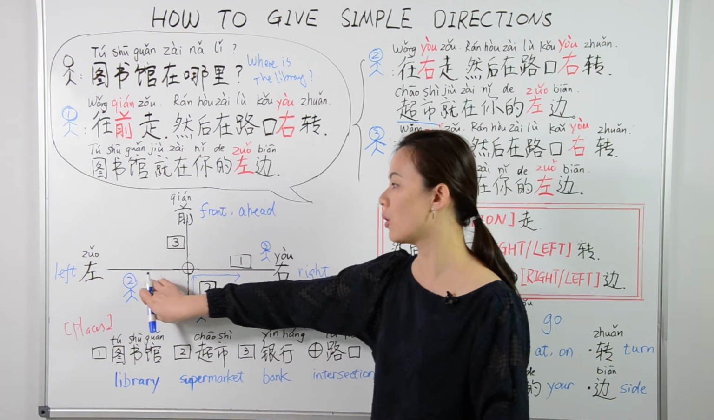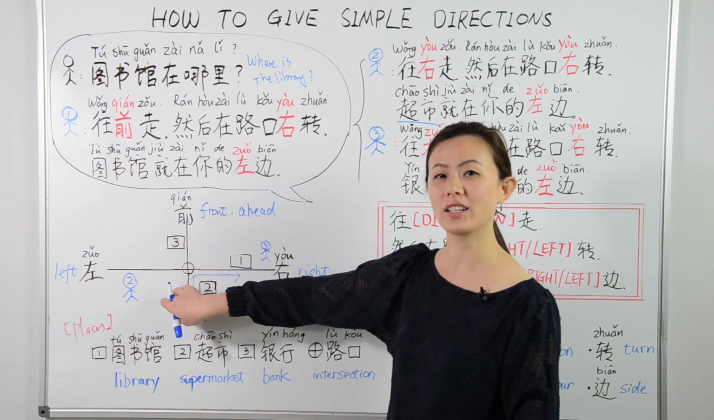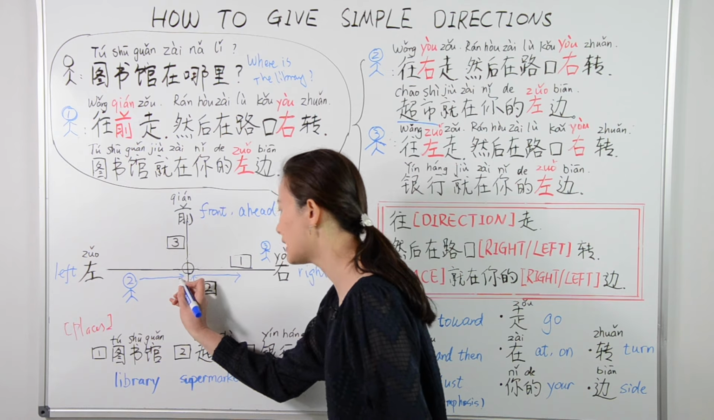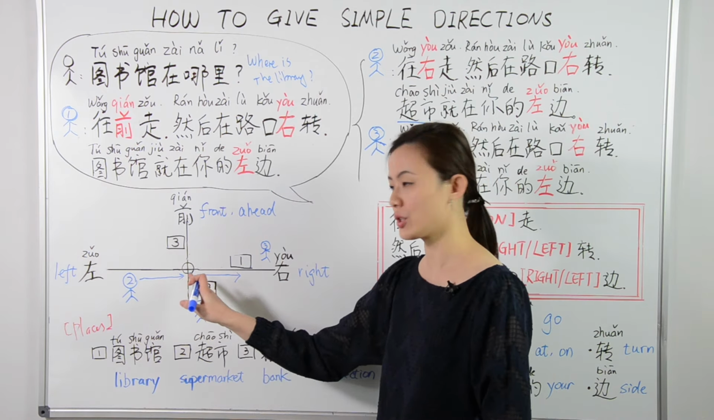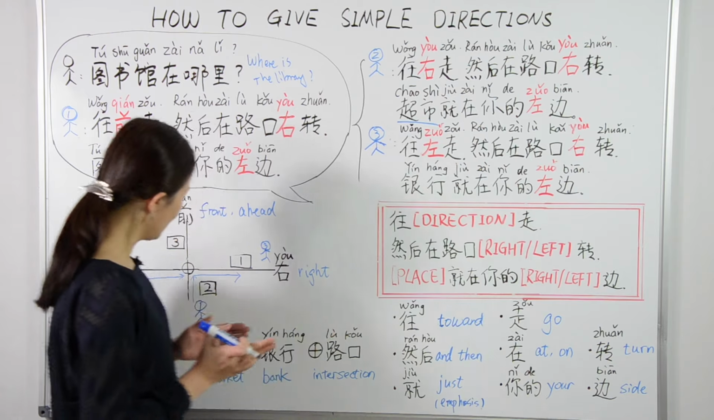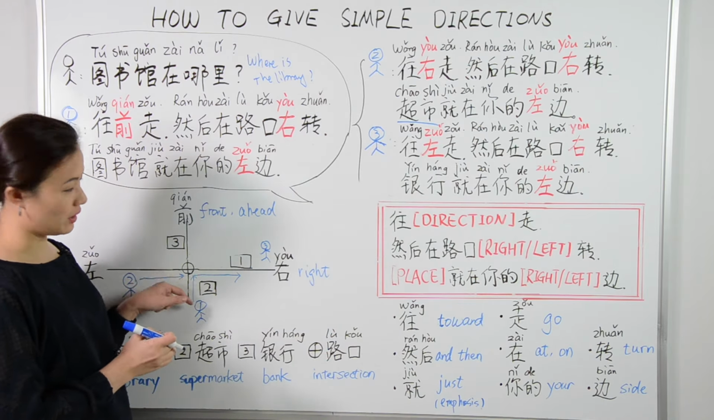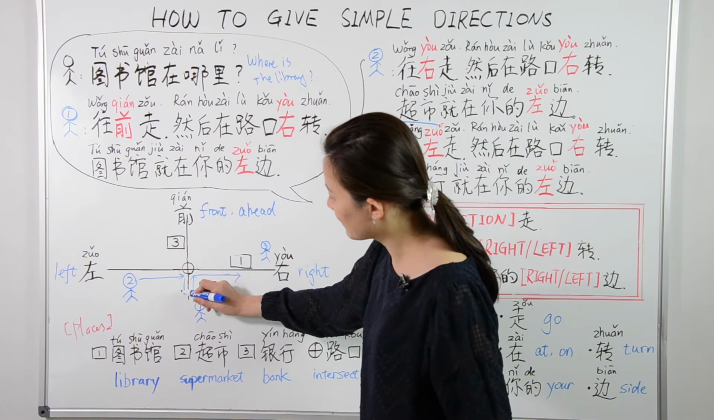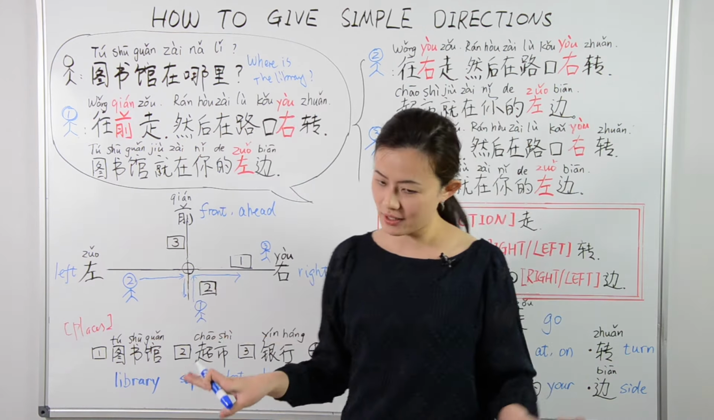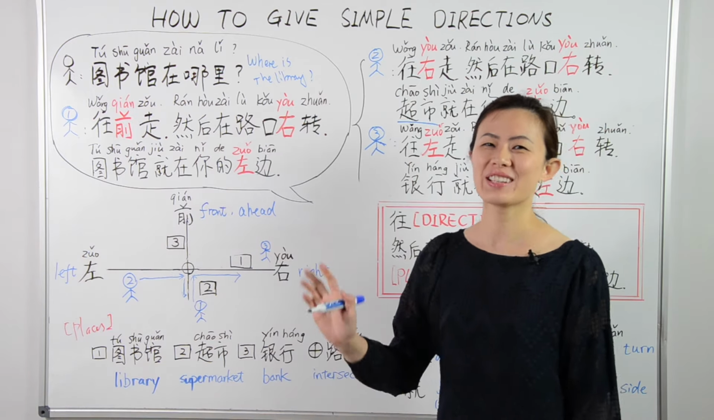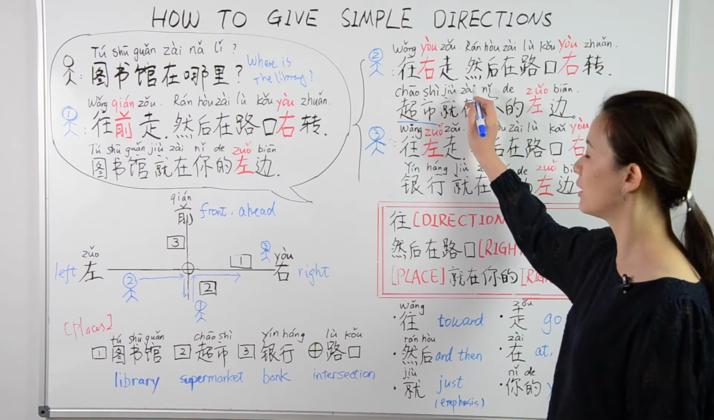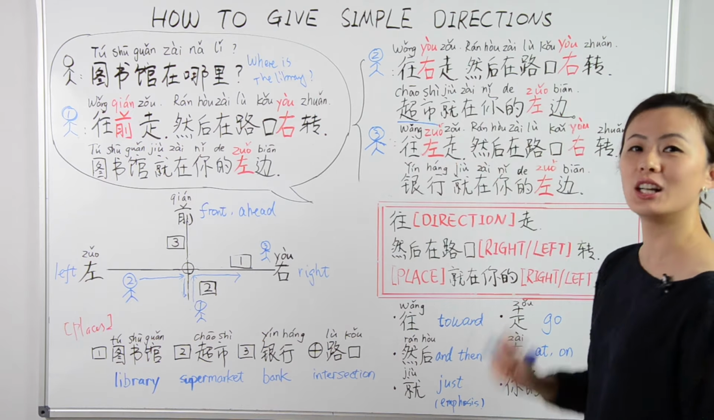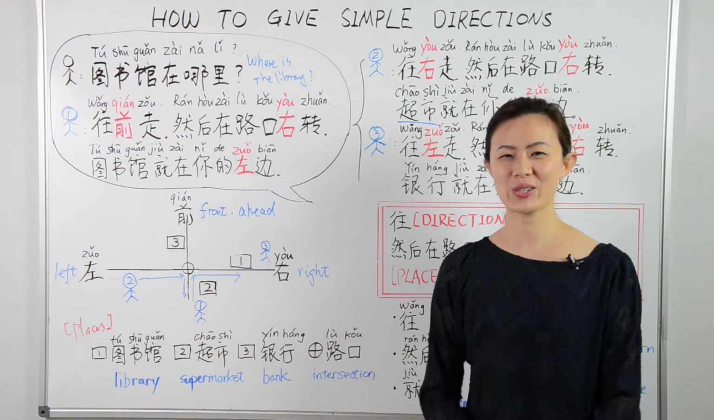First step, he needs to go right. 往右走. Okay, 往右走. And 然后在路口, at the intersection. So if he's going this way, okay, at the intersection, to go there, he needs to turn right. So, 然后在路口右转, 超市就在你的左边, okay? So all together, 往右走, 然后在路口右转, 超市就在你的左边, that's how you get to 超市, okay?